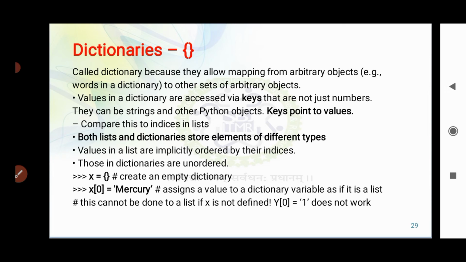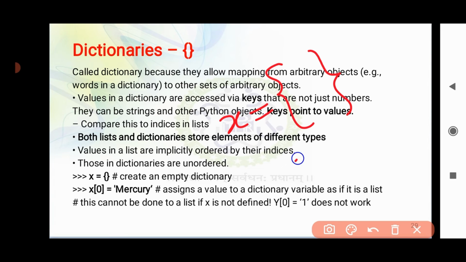Now, for example, if we have to create a dictionary, I write x is equal to curly brackets in this way, because dictionaries are always created with curly brackets. This is called an empty dictionary, as it doesn't have any values to be mapped with.